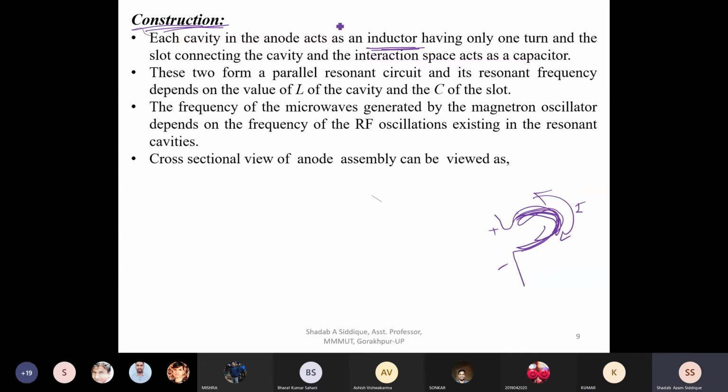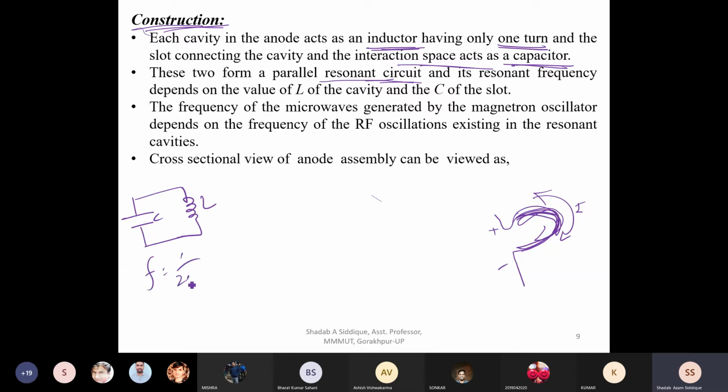Now you can see it is written that each cavity in the anode acts as an inductor having only one turn, and the slot containing the cavity and the interaction space act as a capacitor. The interaction space between the anode and cathode acts as a capacitor. These two form a parallel resonant circuit, with a capacitor and an inductor.